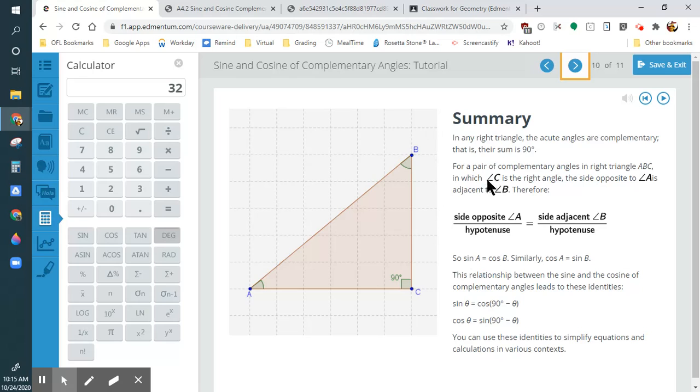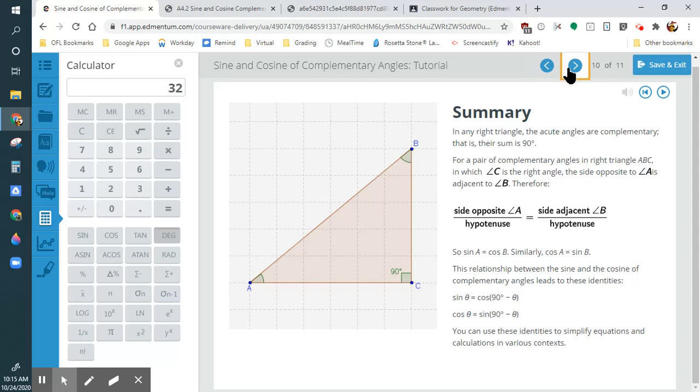So again, summary, guys. Don't forget your SOHCAHTOA, and don't forget that the sine of theta is equal to the cosine of the complement, and vice versa. Cosine of theta is equal to the sine of the complement. Easy way to do it.